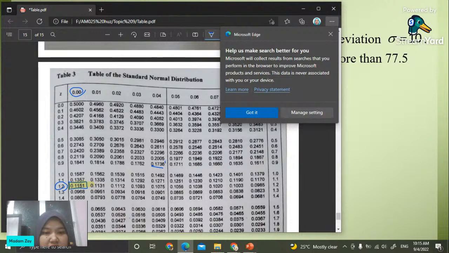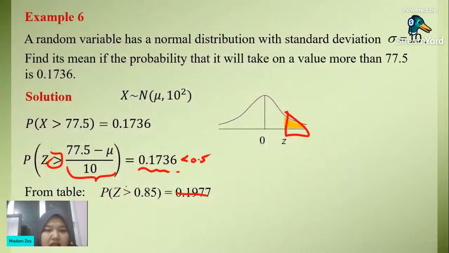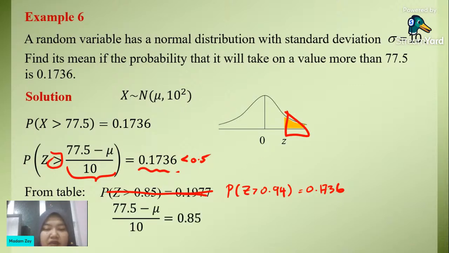1736 is here. It's 0.94. So we have some minor mistake here. It should be probability of z more than 0.94 equal to 0.1736. So we need to compare 77.5 minus mu over 10 with 0.94. Okay, sorry for the mistake here.